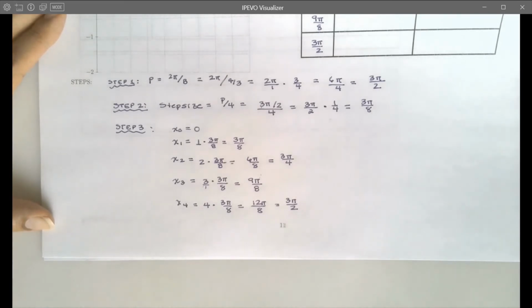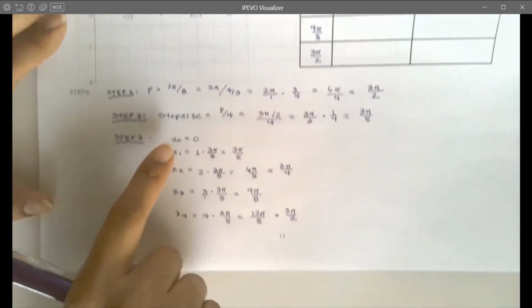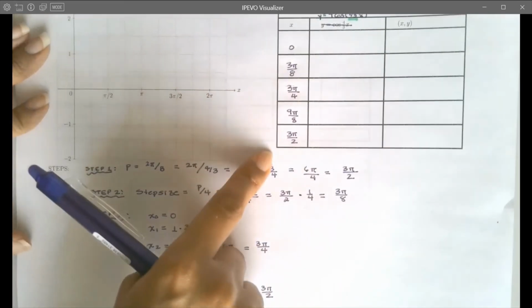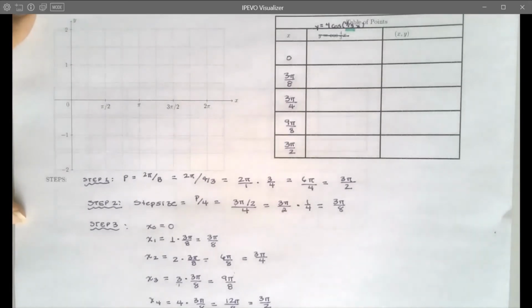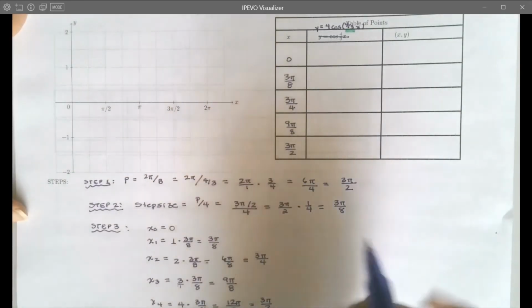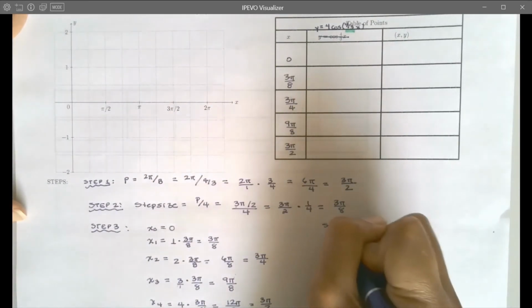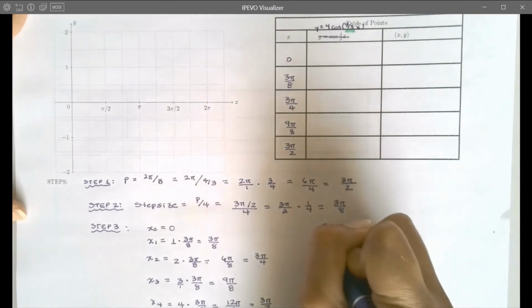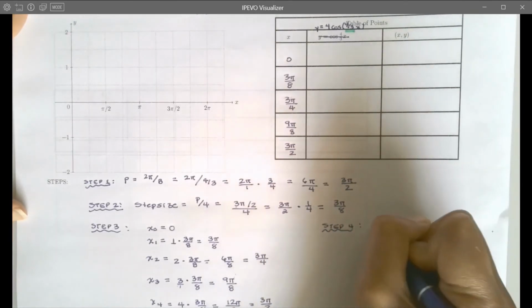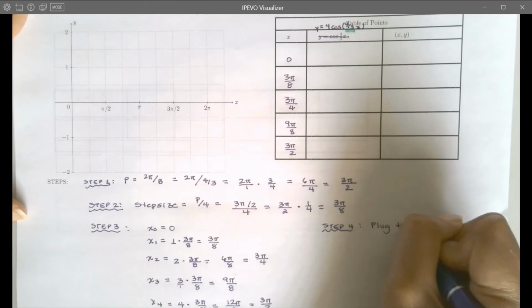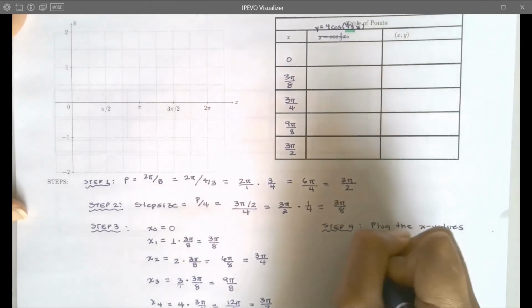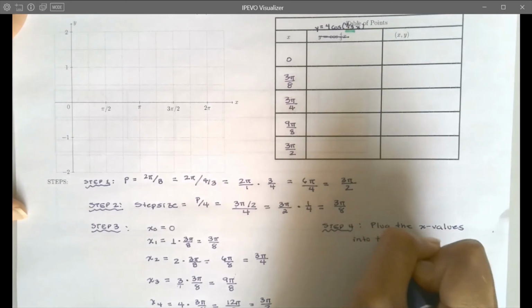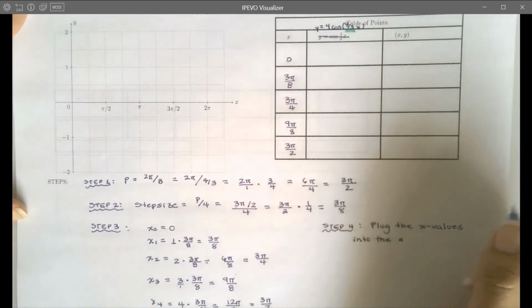Right, so now that we have these x values, go ahead and transfer them over to the table the way that I have here, because the next step will be to find the corresponding y values to these x values. So let me just write that down. Step number 4 is to plug the x values into the equation to obtain the corresponding y values.